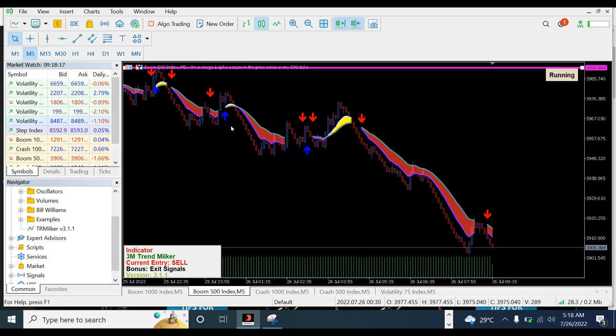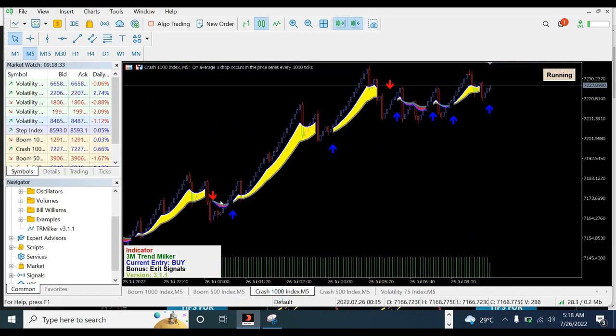Or probably when you have a buy signal, you close your trade. Because a sell signal will give you your entry point, a buy signal will give you an exit point right here on this particular asset. If it is Crash, okay, let's check out Crash. If it is Crash, a buy signal will give you your entry point, and a sell signal should give you your exit point right here.